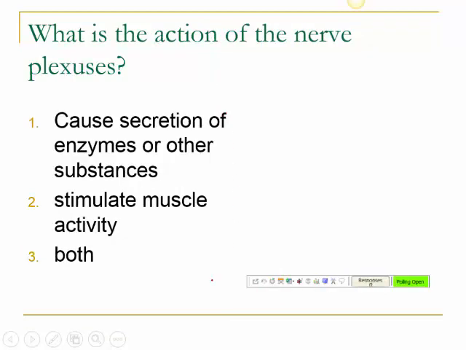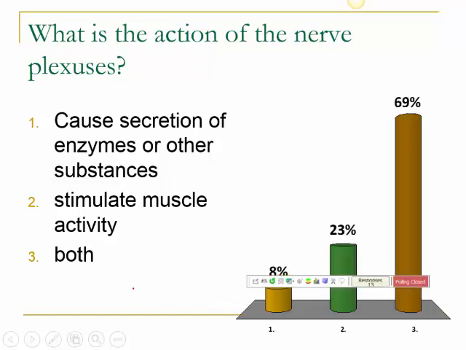Okay, another question. What is the action of the nerve plexuses? Both, yes, the nerve plexuses and even those hormones do both. They cause secretion. You saw there where the nerve plexus caused digestive activity. Remember I said digestive activity was secretion and motility, which is muscle activity. So they do both. So nerve plexuses and hormones do both.